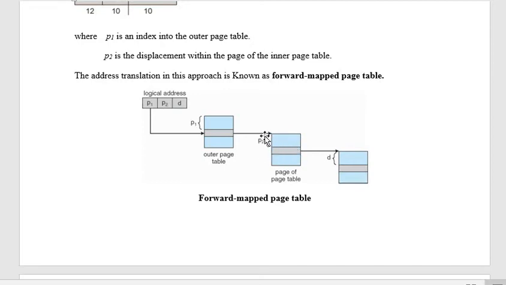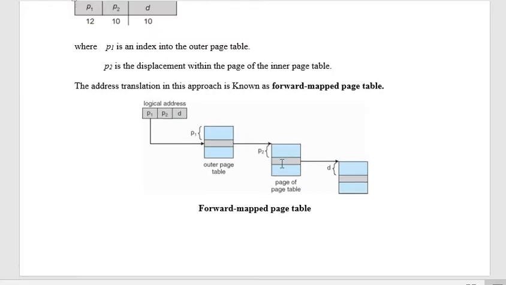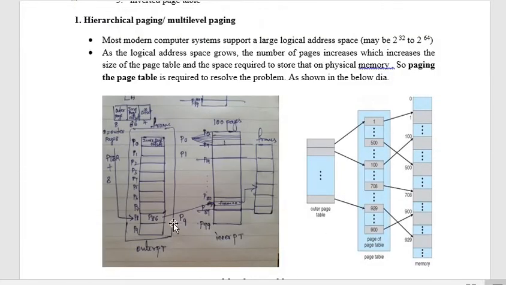So you will reach that particular location, get the frame number, and add the offset so that we are able to reach that particular location in the frame. This way of splitting or translating the address in this approach is known as forward mapped page table. Hope you understood.